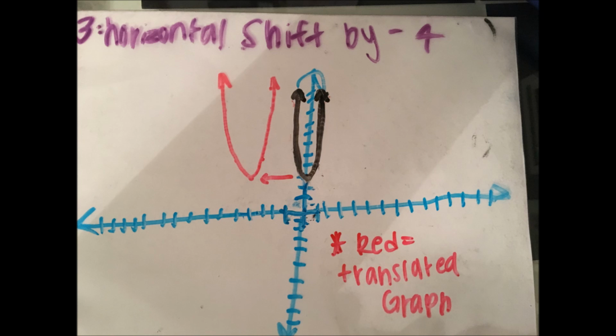So the last thing that I did is I did a horizontal shift to the left 4. And all this did is it took the minimum point that was at 0, 3, and moved it to the left 4 so that it was now at -4, 3.